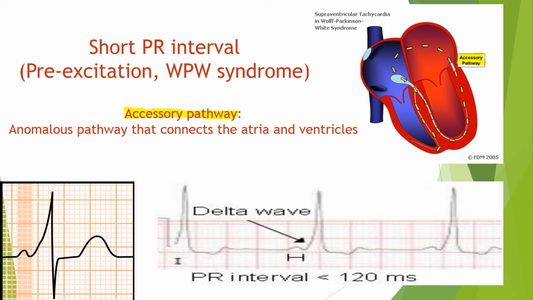So if this is present, like the image here on the right side, showing this accessory pathway as an illustration, in the ECG it would be reflected as a shortening of the PR interval, as there would be the appearance of a delta wave, a new wave appearing here, a slurring in the start of the QRS. And here the PR interval is shortened to less than 120 milliseconds.